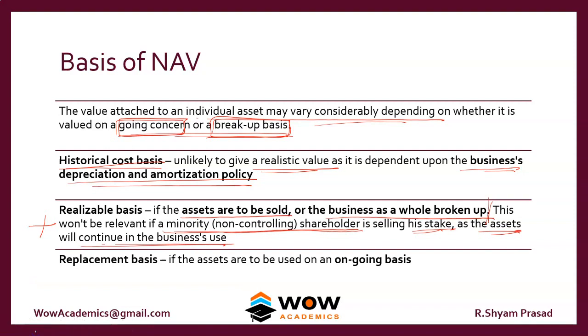And third is the replacement method. So assuming that the business is going to be continued but based on a new set of assets. For example, we constructed a factory a very long time ago and it is now worth only 100 crore, but to create a new factory of similar capacity and similar operation will take 200 crore. So we can say that the company's value is between 100 and 200 crore, because if you want to create a factory now, it's 200 crore. Again, this method is very subjective.